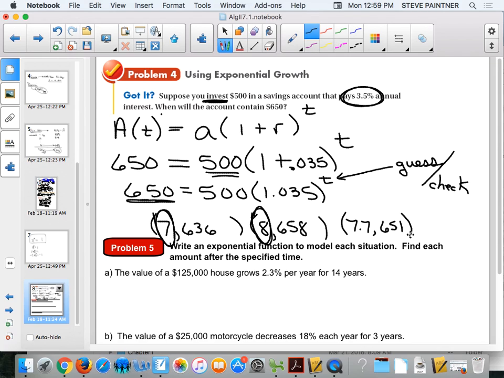How about go right between 7.6 and 7.7? 7 point what? 6.5. Do that one. 650.5. We're really close, aren't we? We're a little too big. How about 7.64 years? If you do points, 650.3.